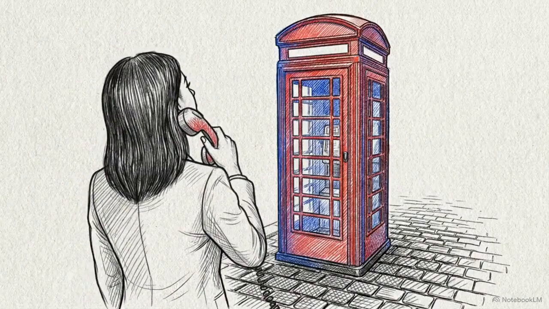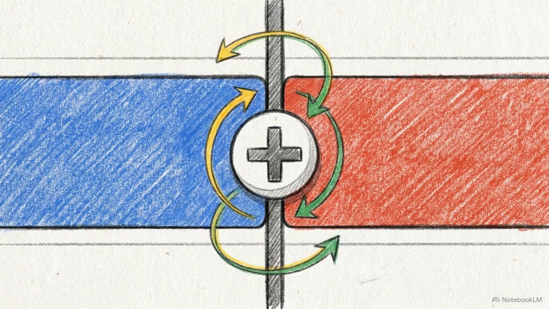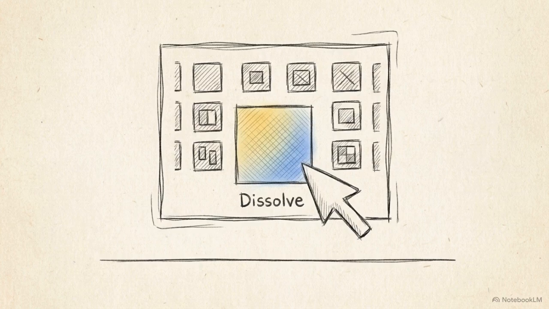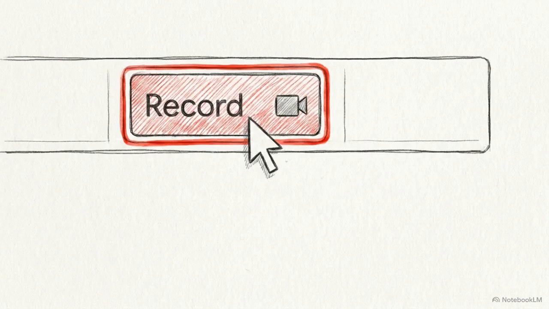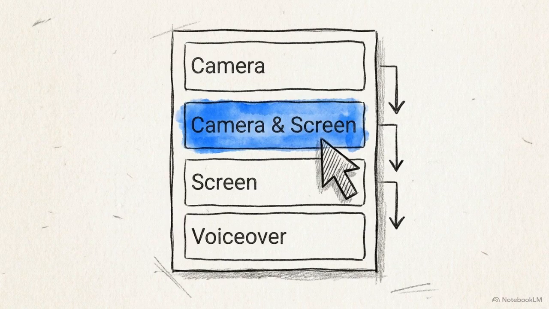To connect the avatar scene to our next segment, we click the space between the clips and apply a simple dissolve transition. For our map tour, we click the native record button on the right menu and choose the camera and screen option to capture a Google Maps tab.